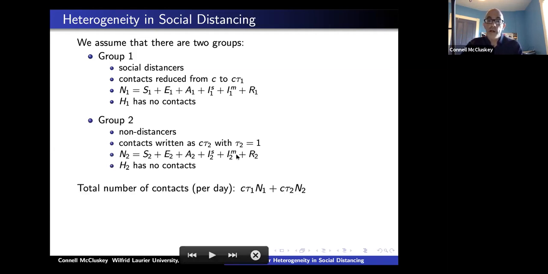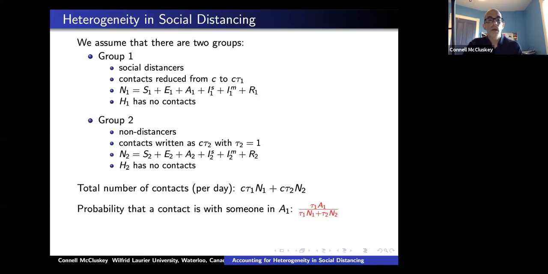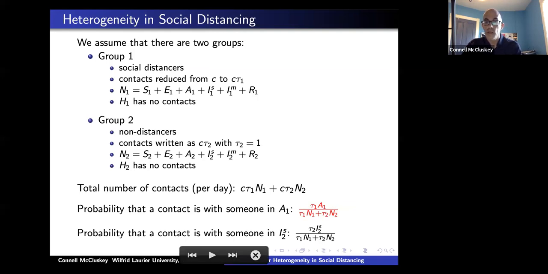The total number of contacts per day, you just take our population sizes times the number of contacts that they have, so C tau1 N1 plus C tau2 N2. If I want to look at the probability that a contact is with someone in group A1, I take the total contacts in the denominator here, and the number of contacts that someone in group A1 is having, and I get this fraction. If I want to switch it to someone in group IS2, the serious infections in group 2, the non-distancers, then I get a very similar fraction.